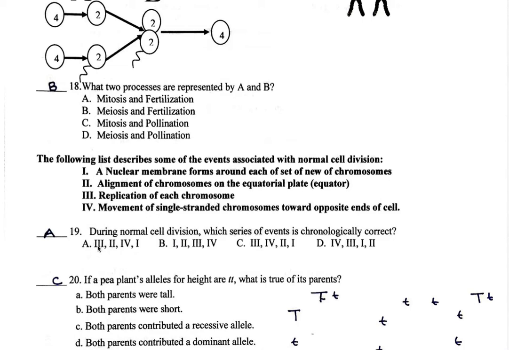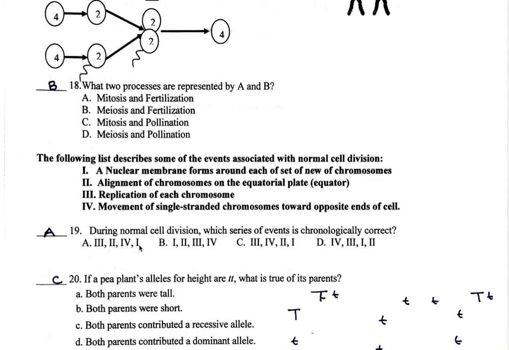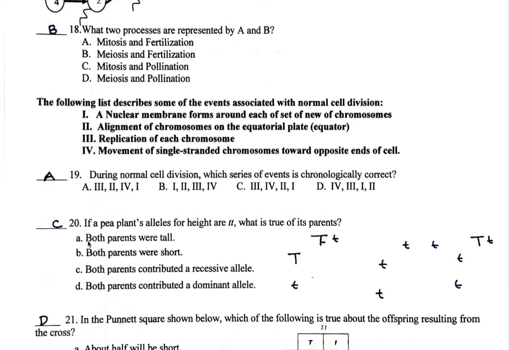So 3 is the first one, and that's correct. So I can get rid of B and D. Now, the next thing that happens is that those chromosomes are going to line up in order for them to separate. Okay? And so that's 2. The next thing that happens, they split apart. They go to opposite ends, so that's anaphase. And then here, the nuclear membrane forms around the new set of chromosomes. That is in telophase. So A is your correct answer.